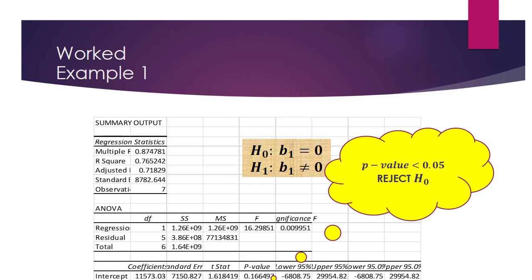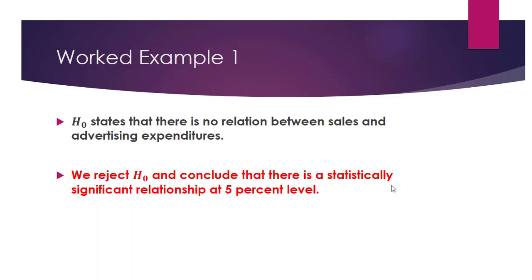Recall that the significance level for this equation is 5%, so the p-value is smaller than alpha, 5%, and we reject the null hypothesis. The null hypothesis states that there is no relationship between sales and advertising expenditures. Therefore, we reject the null hypothesis and conclude that there is a statistically significant relationship at the 5% level. This means that the more a firm spends on advertising on average, the higher the sales are for this firm.